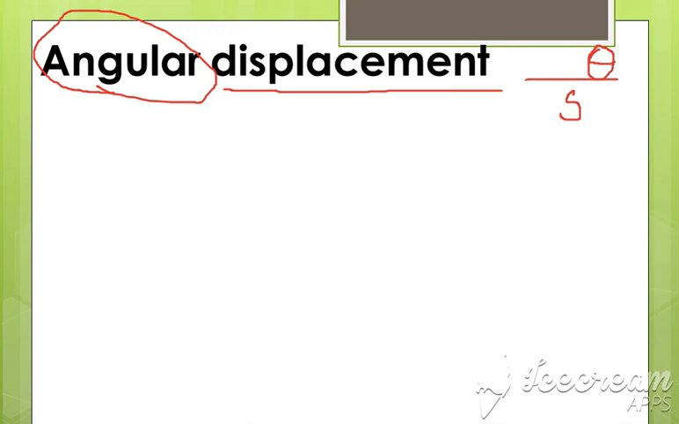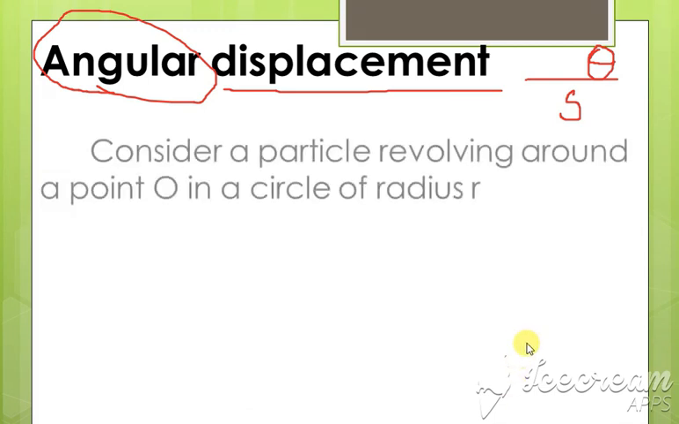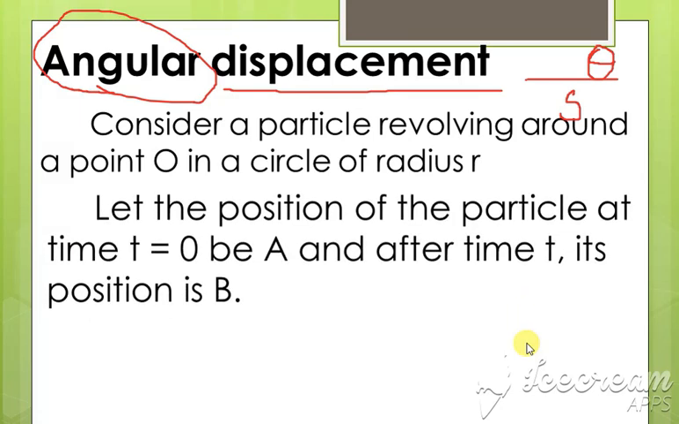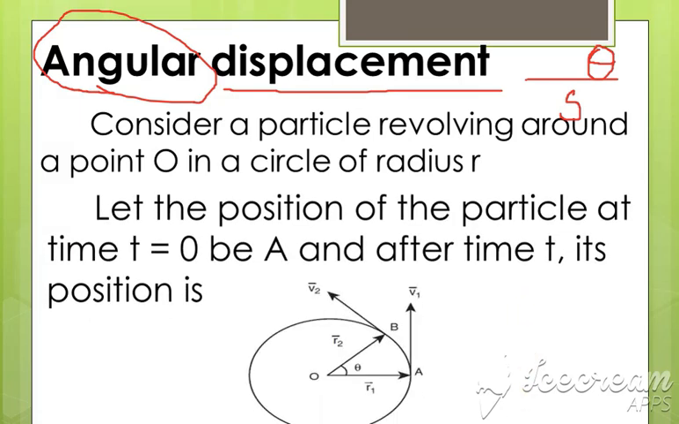So next we have the definition. Consider a particle which is revolving around the center O. So this is a center, and around this center any particle is moving. If any particle is moving, it has a radius r. Now let the position of the particle at t equal to 0 be a. So this is the position of the particle at t equal to 0. After some time its position varies, okay.